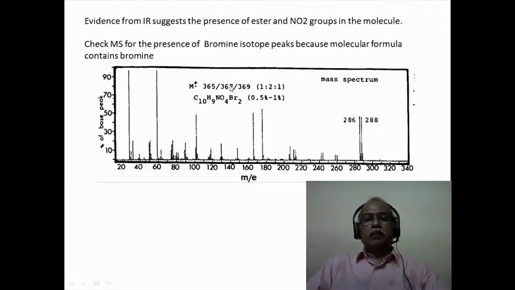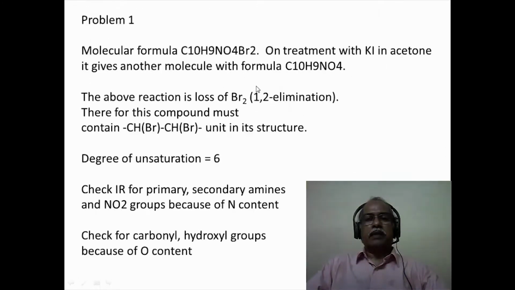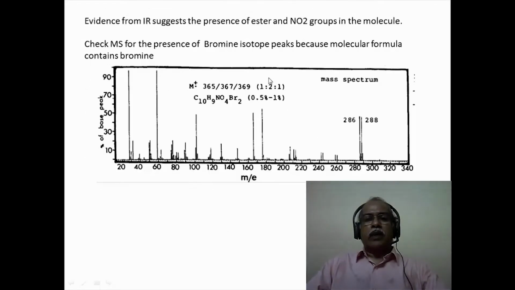So that is a molecular ion peak which corresponds to the molecular formula C10H9NO4Br2. Now in addition to that, there are peaks around 286 and 288.